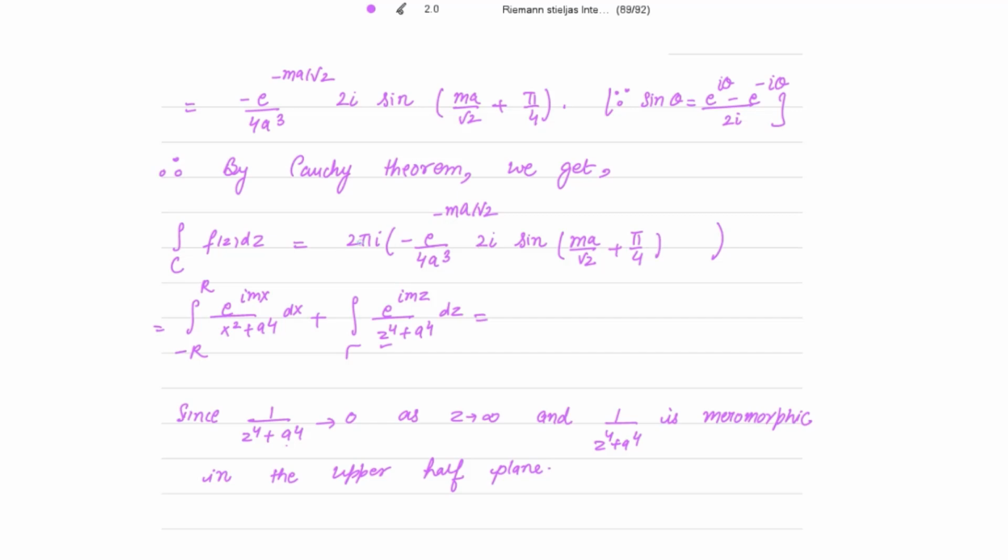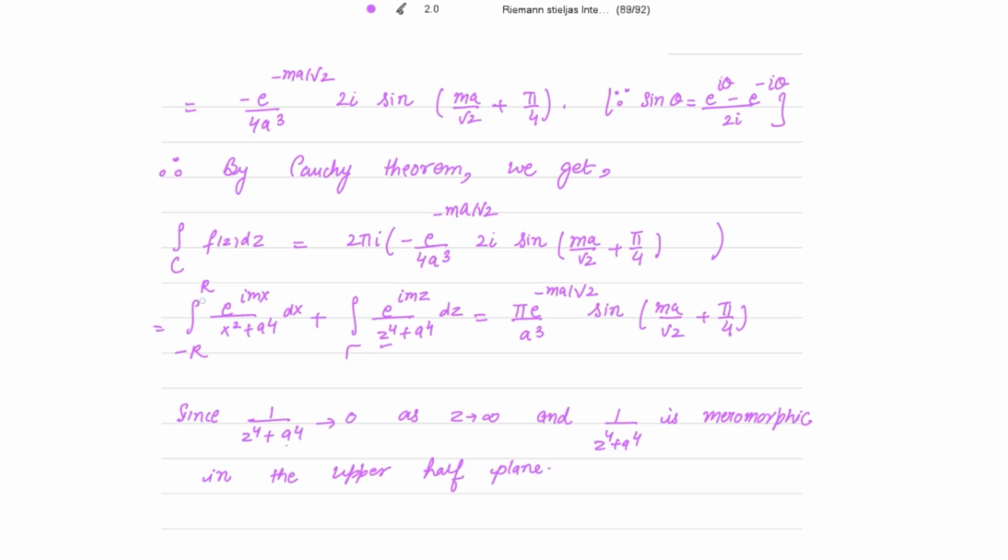When you multiply this, the 2 will cancel with the 4 and iota will be negative 1. And finally you get this to be equal to pi e to the power negative ma over root 2 over a cube sine of ma over root 2 plus pi by 4. That's it. This contour C is split into two: along the real axis and along the contour.